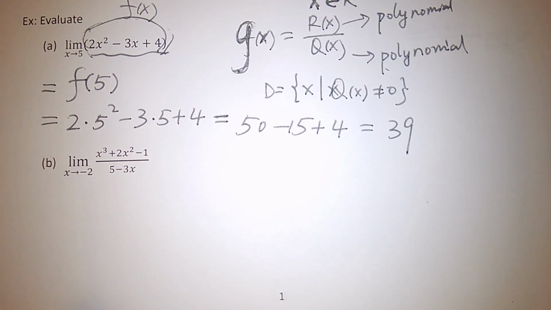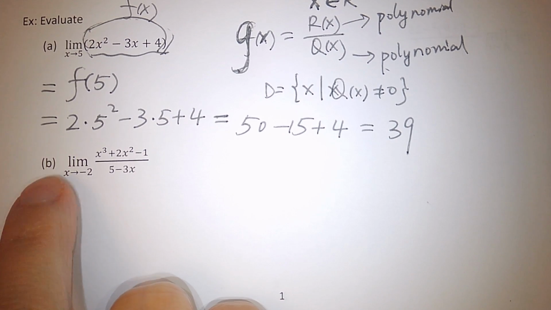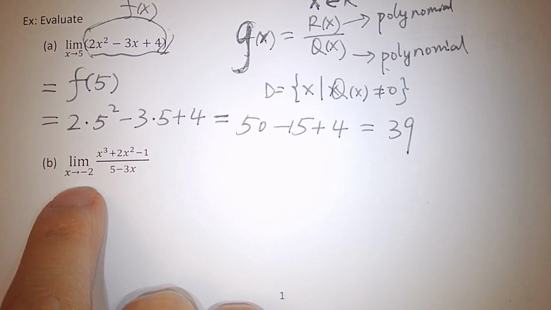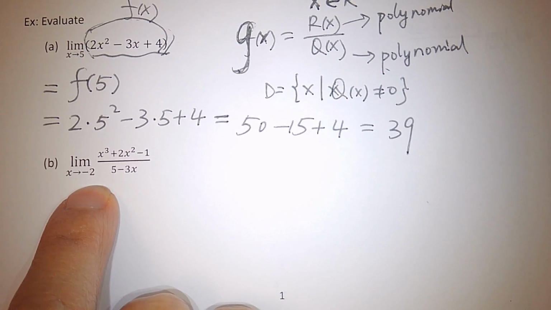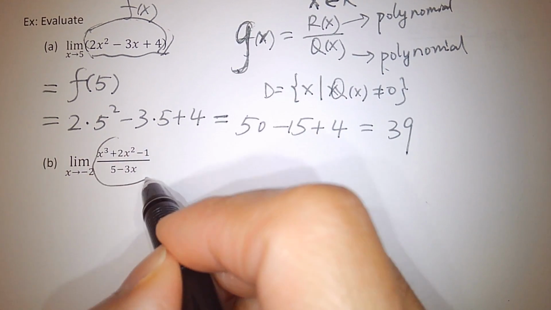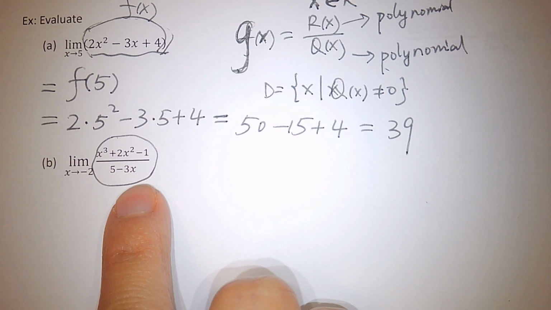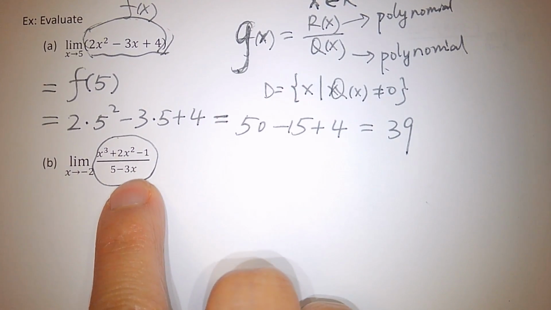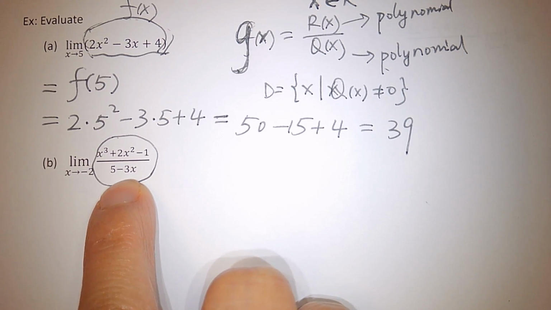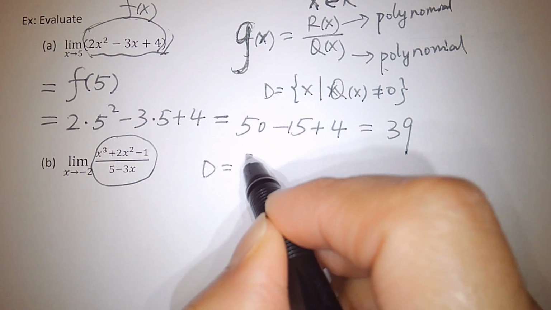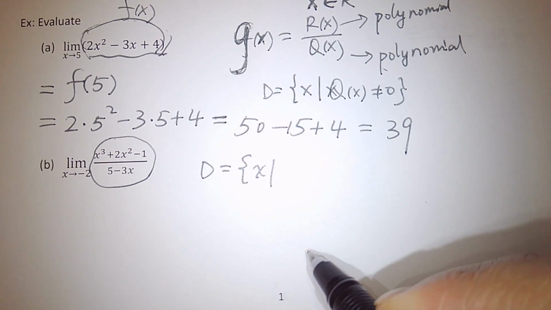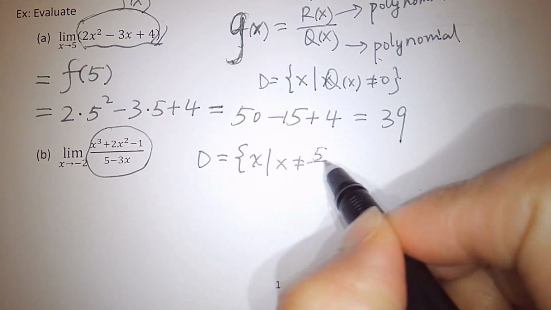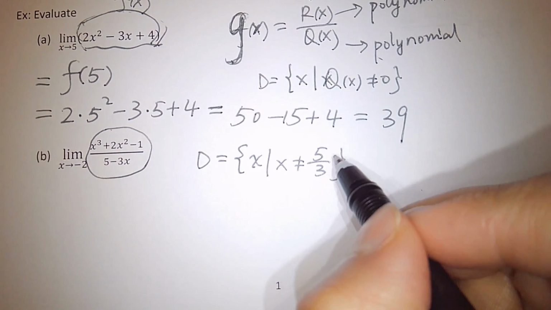So let's try question B. Find the limit of this function when x approaches -2. Now, my question for you, what type of function is this? Rational function. What is the domain of this rational function? Everything except 5/3. Yes. The domain of a rational function is all real numbers, but x cannot be what? 5/3, right? You're correct.